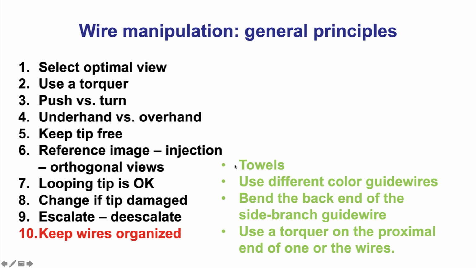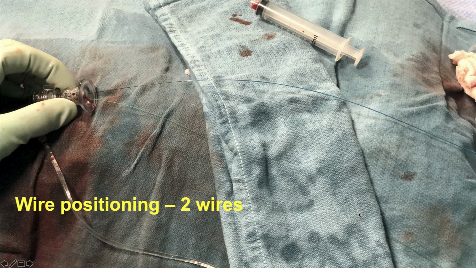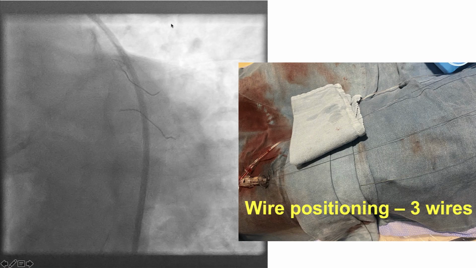This can be done usually using towels, but also by trying different color guide wires, putting a torquer, or bending the back end of a guide wire. This is an example of having two wires, having a towel in between them allows separation of the two, and typically we place the wire that is on the top. The wire that is on the screen on the top as well, so there is less confusion.